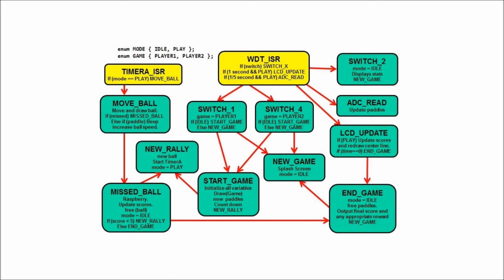The less frequent events are set by more common events. You will detect if a ball has hit a paddle in move ball, and if it misses, you will have to set the sys event to missed ball. Depending on how many events have already been scored, missed ball will then set the sys event to either new rally or end game. You can see from the timer A ISR that it will only set the sys event to move ball if play.